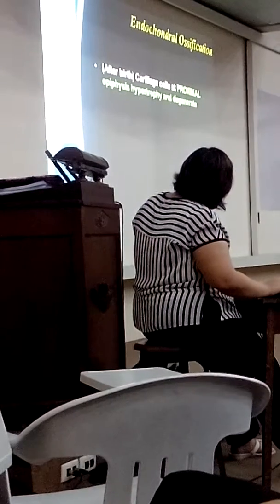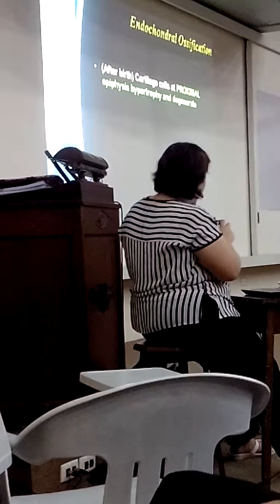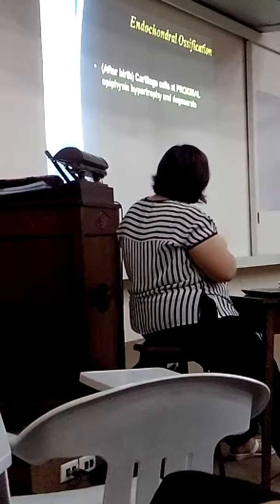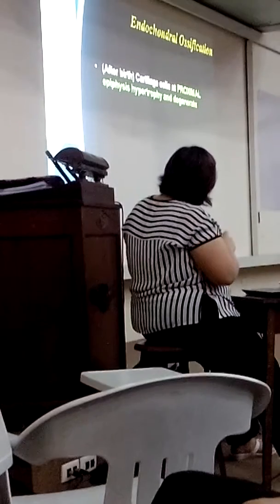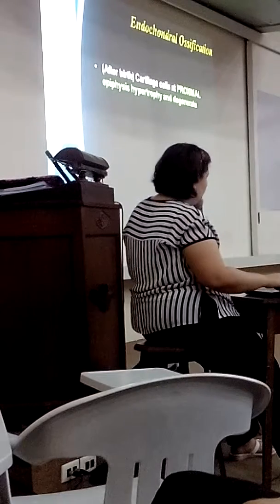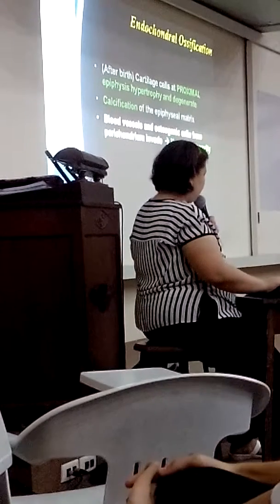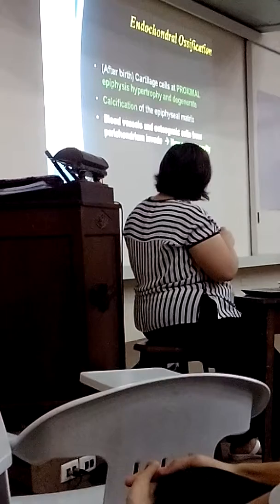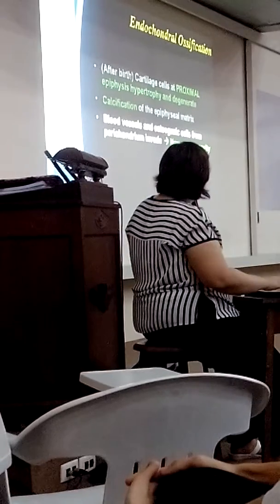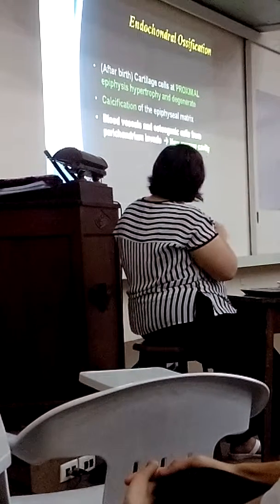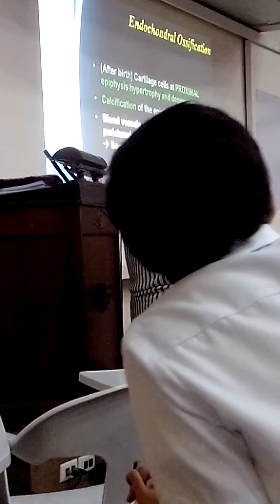So in endochondral ossification, after birth, what happens? The cartilage cells at the proximal epiphysis hypertrophy and degenerate. If you remember, the epiphyses are at both ends. We just say that this is the proximal, this is the distal portion. So at the proximal side, they would hypertrophy, they would degenerate, and they would calcify. When that happens, like the one that happened in the diaphysis, they become vascularized, blood vessels enter, osteogenic cells form, and they have a new marrow cavity at the epiphyseal area. Remember, it's just the same as the one that happened in the diaphysis. So this becomes a secondary ossification center.